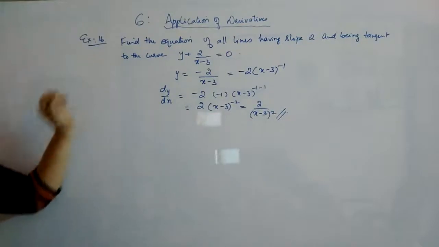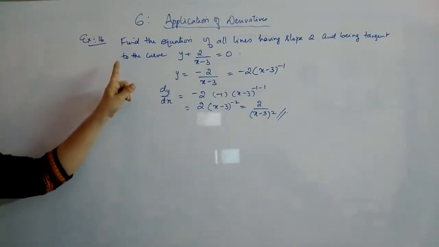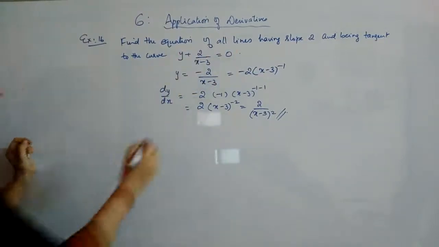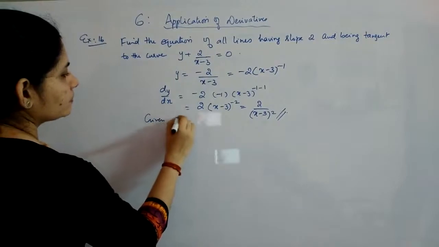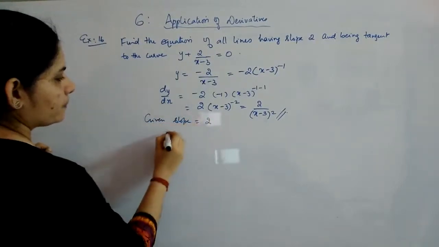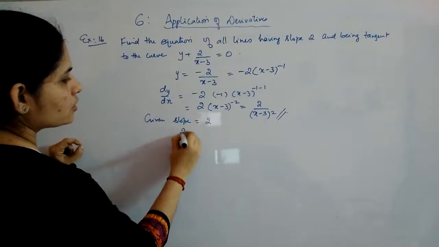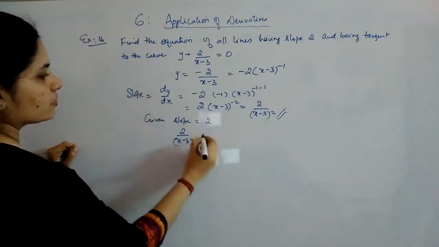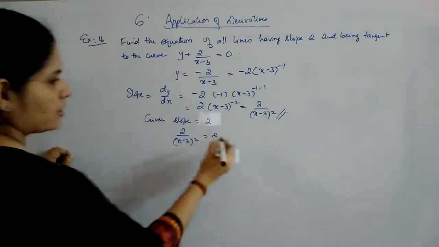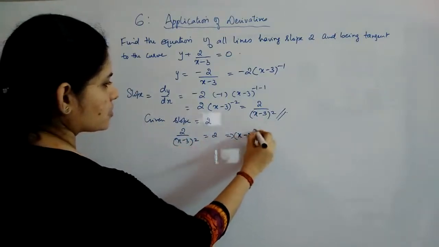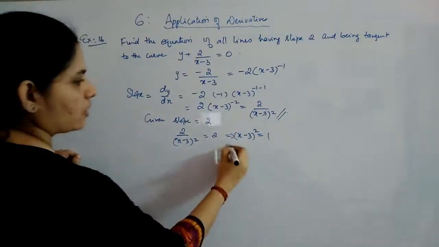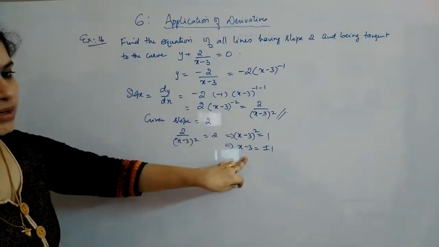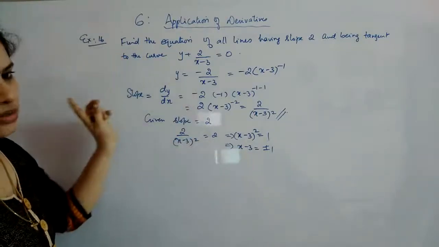Now the slope is given to be 2. So you can just equate this dy by dx with 2 in order to get x. Therefore, you will get 2 by x minus 3 the whole square, which is also your slope, equal to 2. Or you will get x minus 3 the whole square is equal to 1, or x minus 3 is equal to plus or minus 1. So this will give you 2 values of x, and correspondingly you will get 2 values of y also.